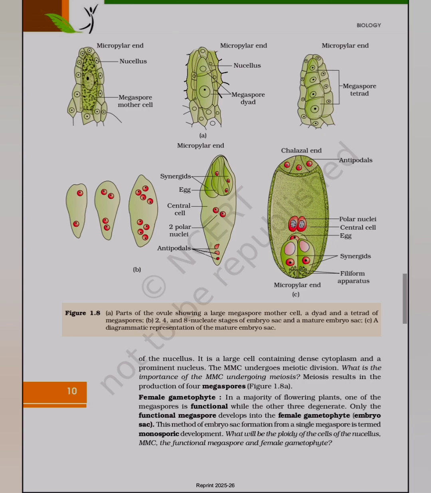Meiosis results in the production of 4 megaspores, the female gametophyte precursors. In a majority of flowering plants, one of the megaspores is functional while the other 3 degenerate. Only the functional megaspore develops into the female gametophyte, the embryo sac. This method of embryo sac formation from a single megaspore is termed monosporic development. What will be the ploidy of the cells of the nucellus, the MMC, the functional megaspore and the female gametophyte?